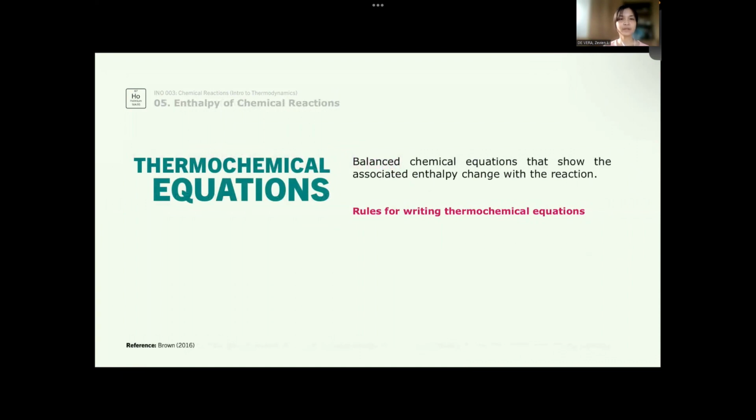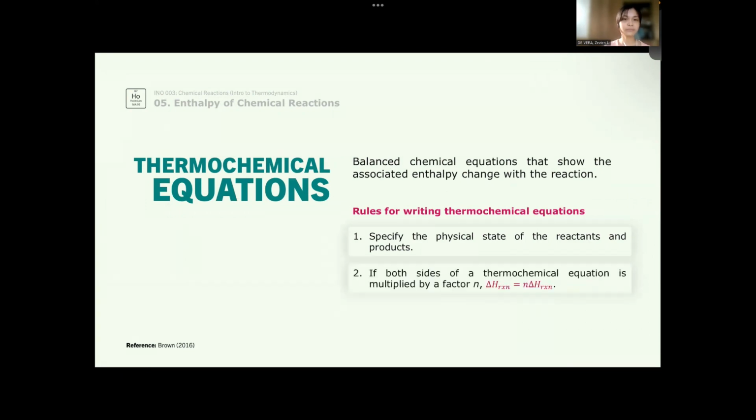Each chemical reaction will have a corresponding change in enthalpy. We write thermochemical equations to relate a balanced chemical equation with the enthalpy change that occurs during the reaction. To write a thermochemical equation, it is important to specify the physical states of the reactants and the products for an easier prediction of the sign of the enthalpy change. The enthalpy of a reaction should be multiplied by a factor n if both sides of the thermochemical equation are also multiplied by a factor of n. The enthalpy of the reverse reaction is equal in magnitude to the enthalpy of the forward reaction, but opposite in sign.